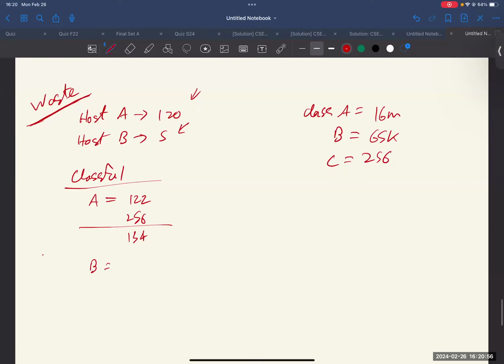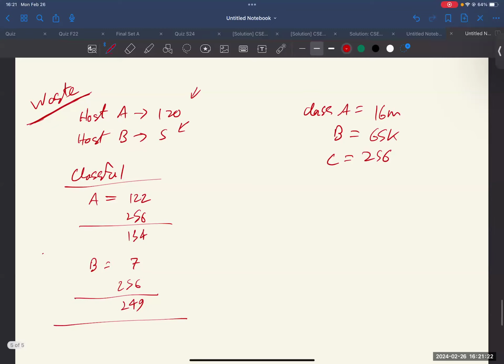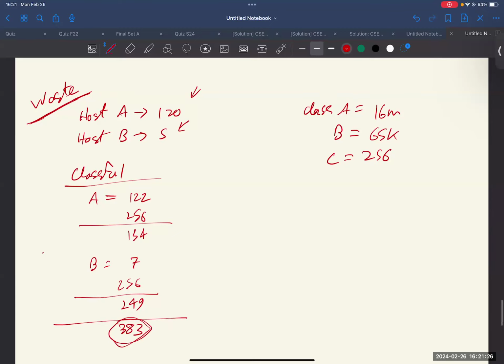Okay. For host B, the requirement is 7, 5 plus 2. Which class would you give them? A, B, or C? Again, C, right? So I have to give them C because I need to reduce waste. How many are wasted here? 249. What's the total wastage? 383, right? So my total waste is 383.